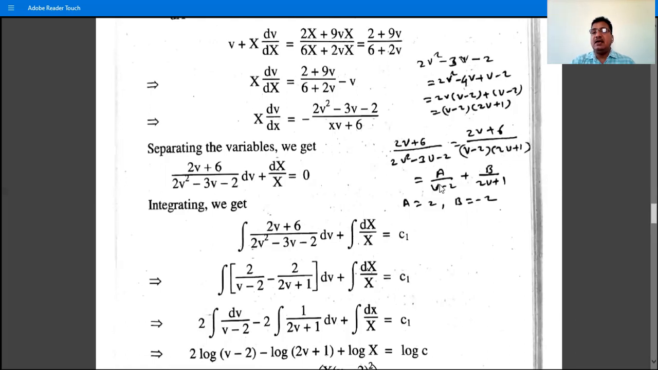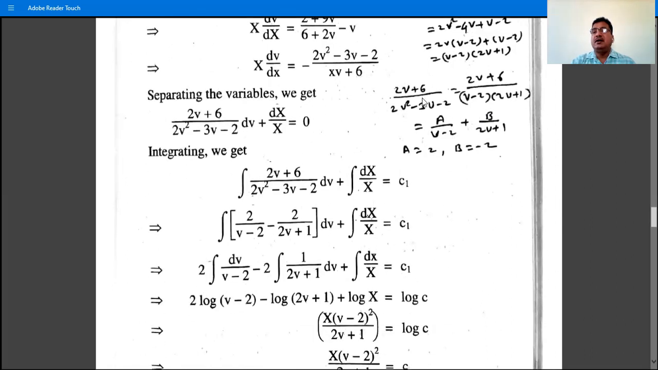And then write it as a/(v − 2) + b/(2v + 1). And then take the LCM and take the equation that 2v is equal to a(2v + 1) + b(v − 2). And then substitute the roots. What are the roots? From v − 2 we have v equal to 2, and from 2v + 1 we have v equal to −1/2. So substitute the value of v as 2 and v as −1/2. We have a as 2 and b as −2.